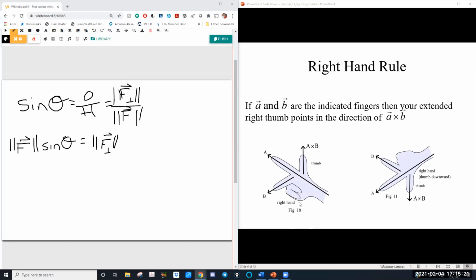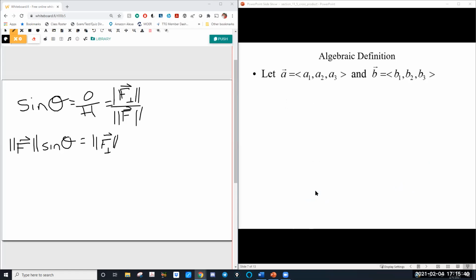Again, don't worry about trying to memorize the right-hand rule. If you get into a situation where you need to use it, just look it up. You're not going to have to perform the right-hand rule on a test or anything, so I don't want you to feel like you have to memorize it.